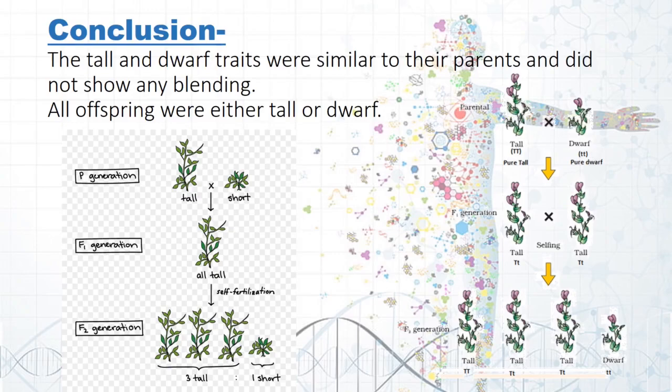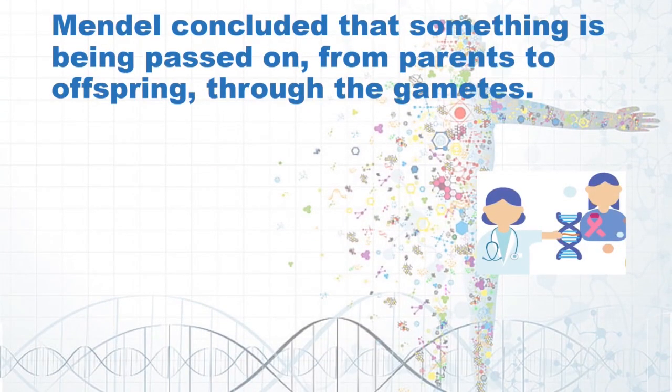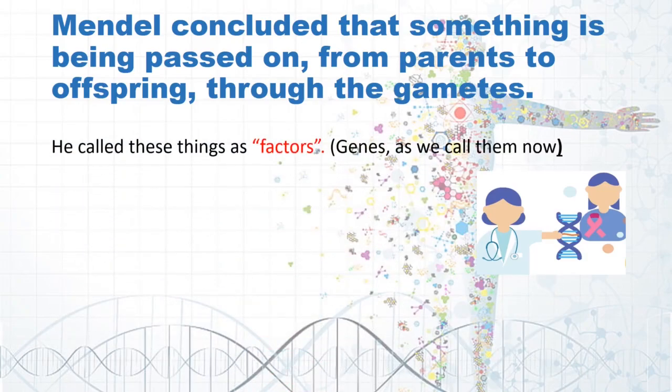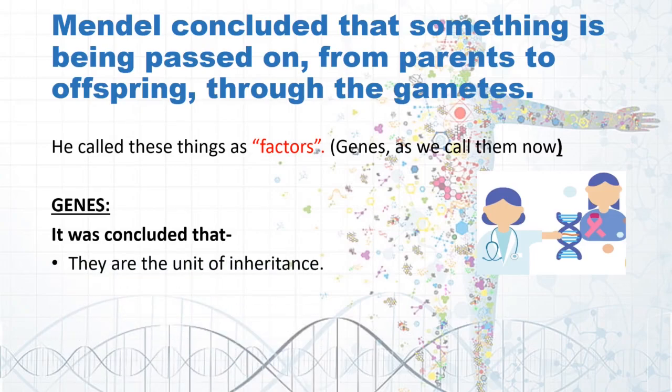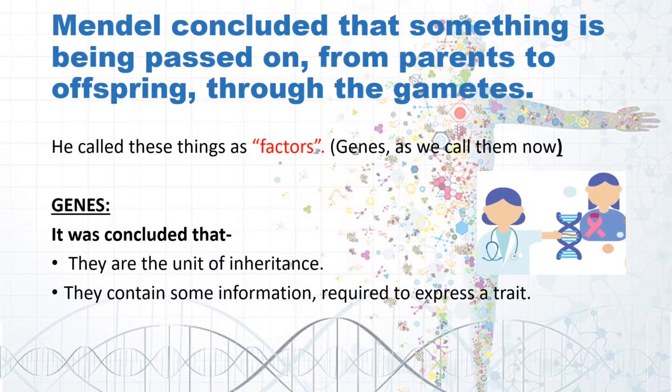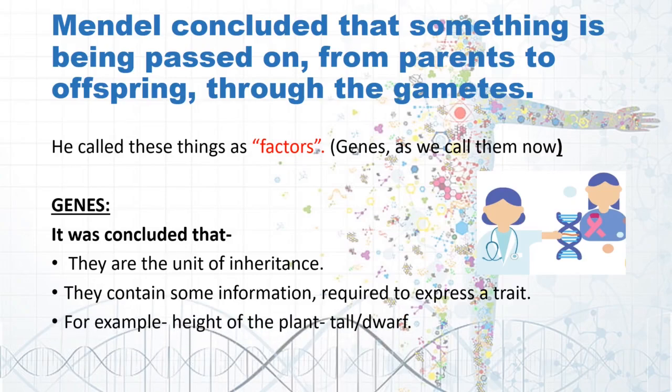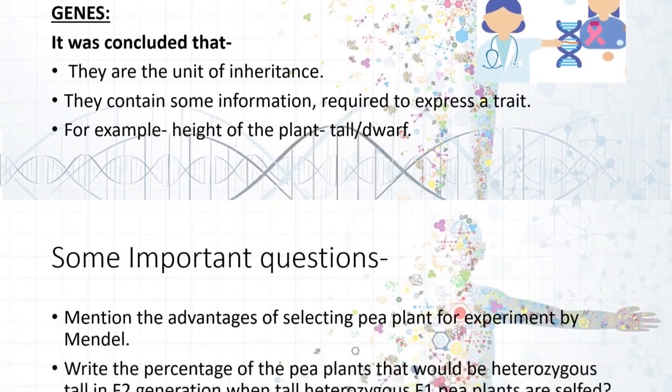The conclusion of the above cross was that the tall and dwarf traits were similar to their parents and they did not show any blending or mixing of character. All offspring were either tall or dwarf, as you can see in this picture. Mendel concluded that something is being passed on from parents to offspring through the gametes. He called these things factors, genes as we call them now. It was concluded that genes are the unit of inheritance. They contain some information which is required to express a particular trait. For example, height of the plant, that is tall or dwarf.